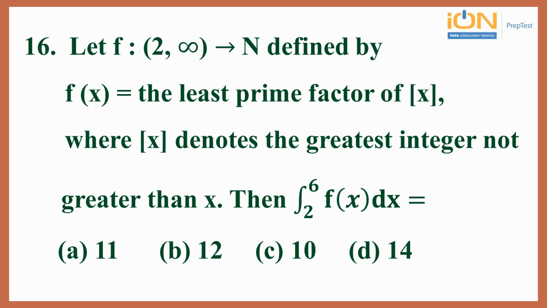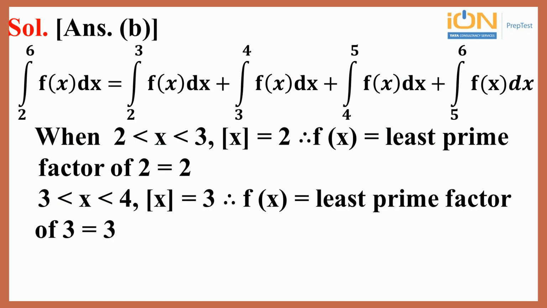Question number 16. Let f be a function from 2, infinity to the natural number set defined by f of x is equal to the least prime factor of bracket x, where bracket x denotes the greatest integer not greater than x. Then the integral of f of x dx from 2 to 6 is equal to: first option 11, second option 12, third option 10, and fourth option 14. The answer is B. Let's see how it comes.